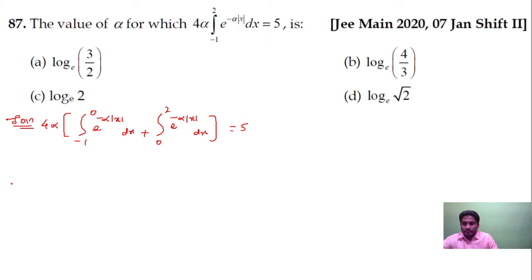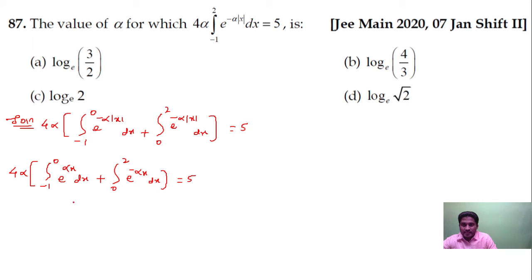Okay, I should find the value of alpha. So this is equal to 4 alpha. Between minus 1 and 0, mod x is negative, so two minus signs will be positive. So you get e power alpha x dx. Okay, and then plus between 0 and 2, mod x is plus x, so e power minus alpha into x dx is equal to 5.